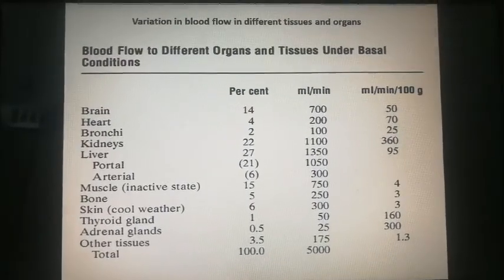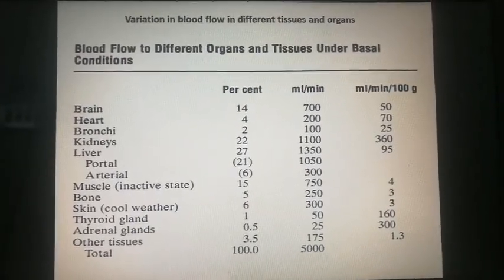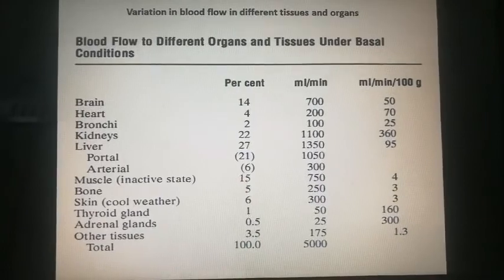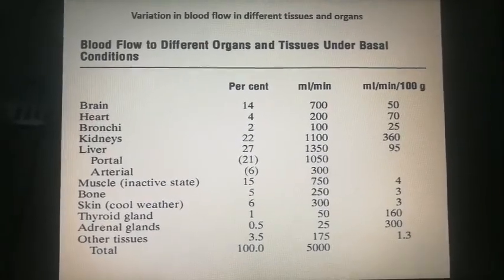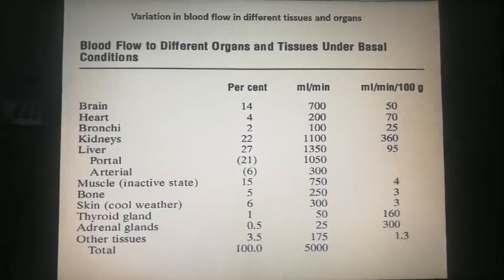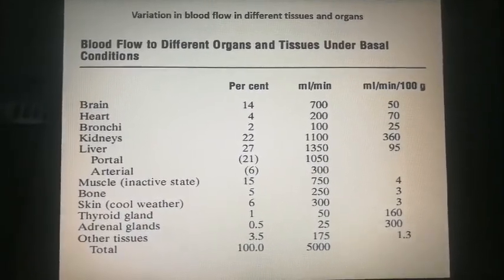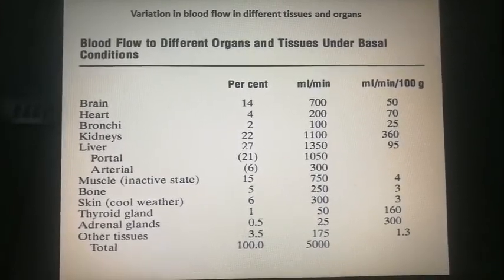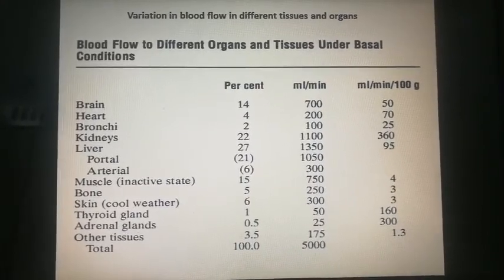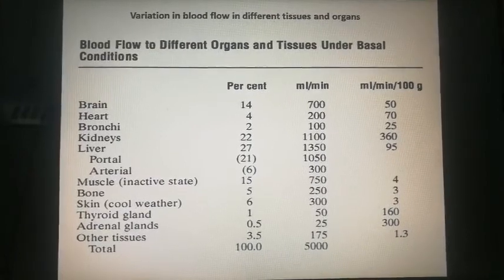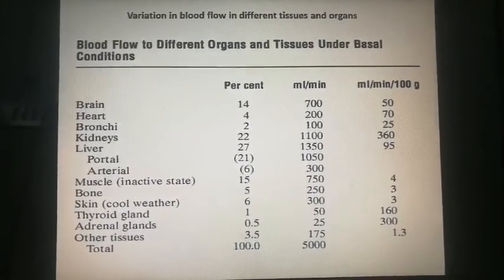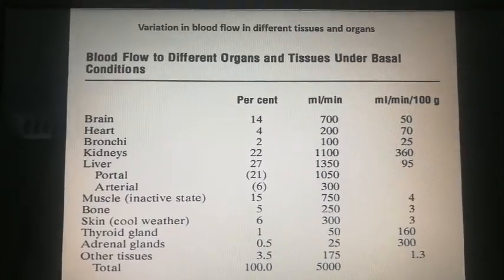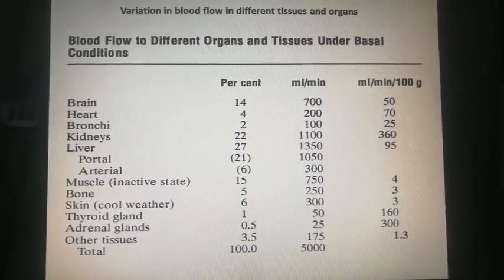It is given in percent as well as in milliliter per minute and milliliter per minute per 100 gram. You can see only the percentage. From the percentage you can realize that the liver has a blood flow of 27% out of the total 100%. So the major share goes to the liver, then kidneys 22%, and then brain 14%. So these 3 organs have a major share of blood flow.